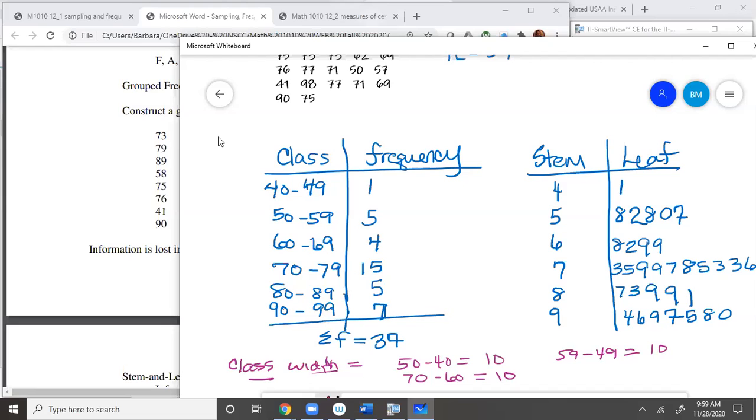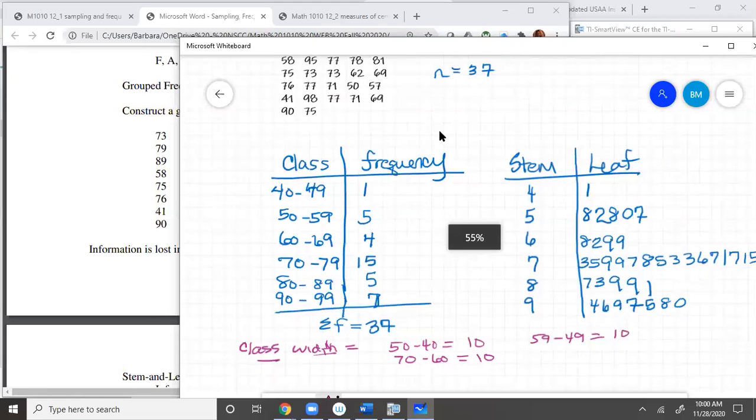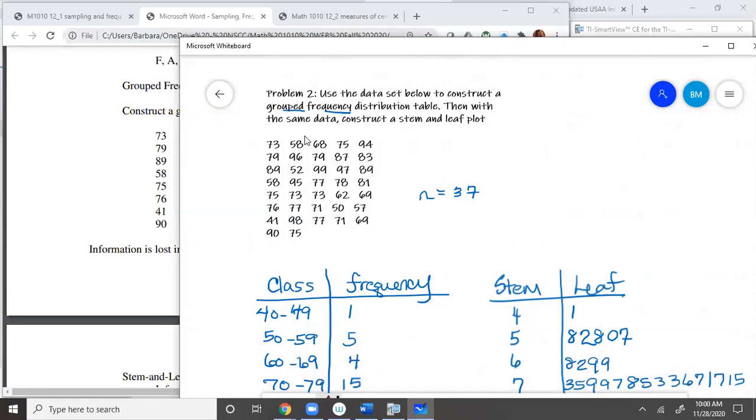So we're going to count all the numbers that are in the first class, 40 through 49. Going back up to my data, I see that there is only one number in that range. So the frequency is 1. And if you want, you can keep track by just crossing off the numbers as you go. So I'm going to cross off the 41.